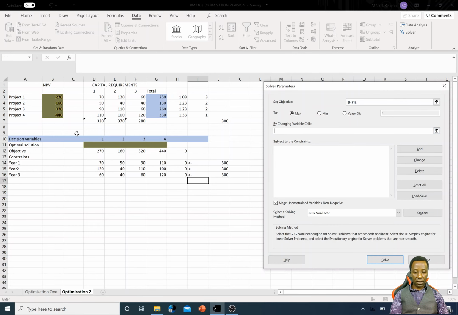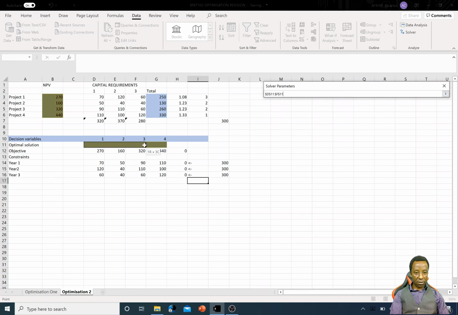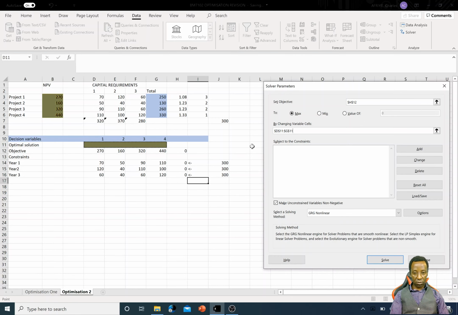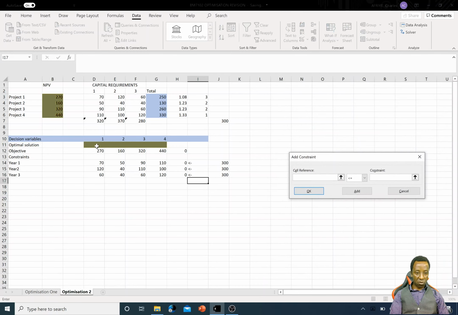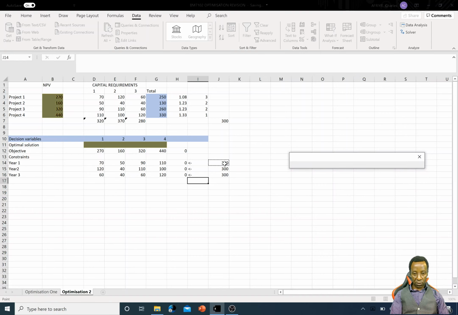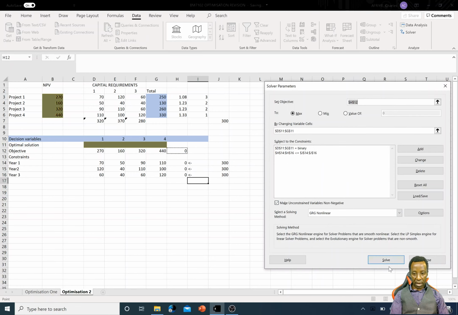And then the optimal values, the ones that need to change or be modeled, are there. And then we add that same row as a binary constraint, remember. And then we add all of these here as less than or equal to the total capital requirement. We say okay, and we solve.